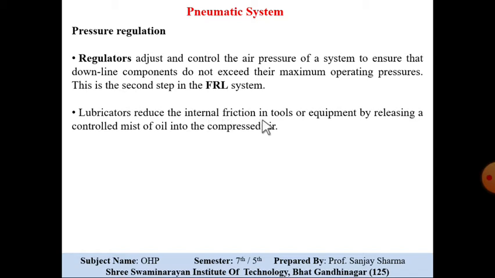Lubricator reduces the internal friction in the tools or equipments by releasing a controlled mist of oil into the compressed air. So this is the function of the lubricator.